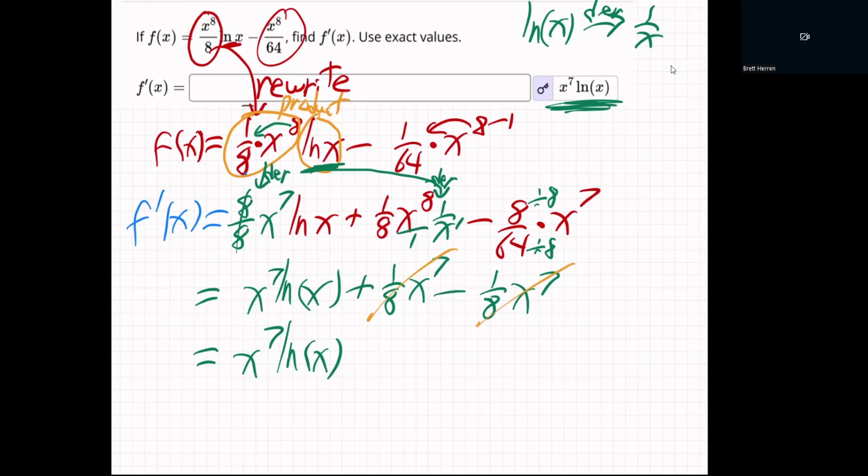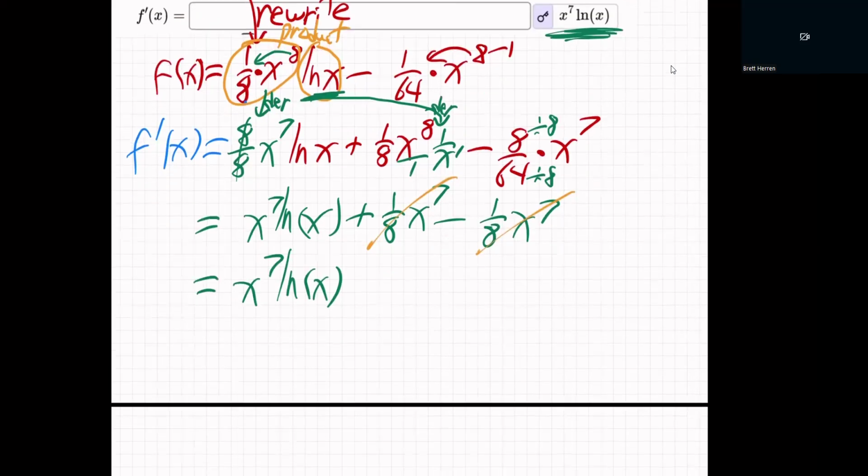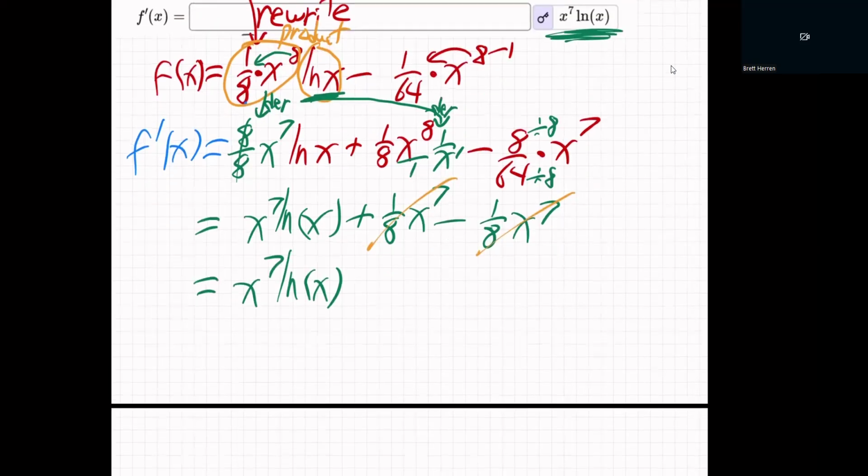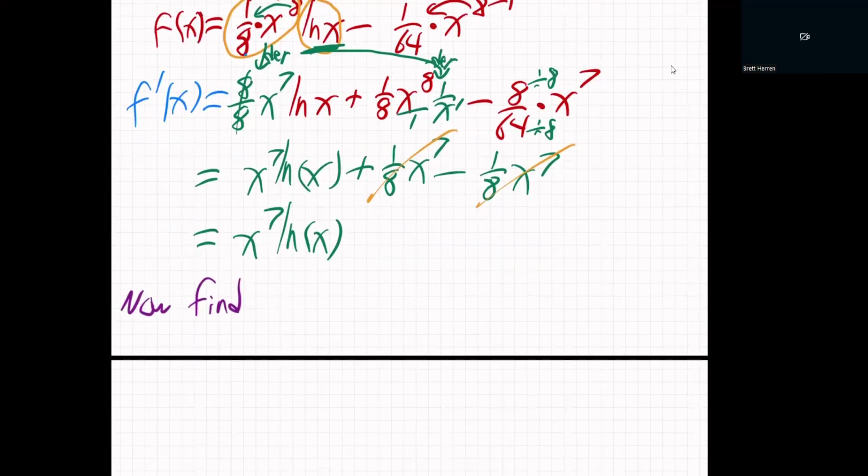And there we go. There's our answer. Now, I know that I'm just showing one version. How about if they also asked a follow-up question? Now, because some of your versions might say, now find f prime of like e to the third or something. How would you do that?